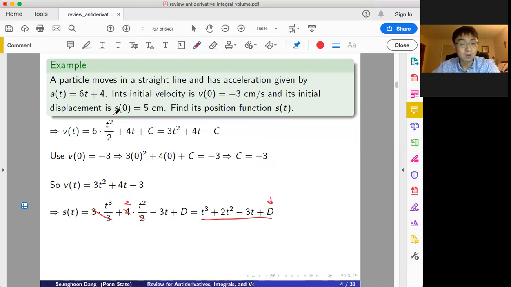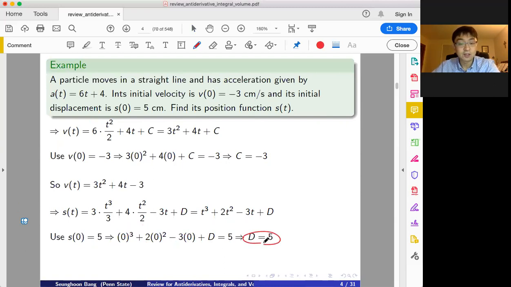Next, how can you find d? We use the initial displacement. Initial displacement: s of 0 equals 5. So you plug 0 into here. 0, 0, 0. So we have it equal to 5. This is 0, this is 0, 0. We have d equals 5. You can plug d equals 5 into s of t. The final answer is t cubed plus 2t squared minus 3t plus 5. That's it. This is the idea for finding the position function from the acceleration.